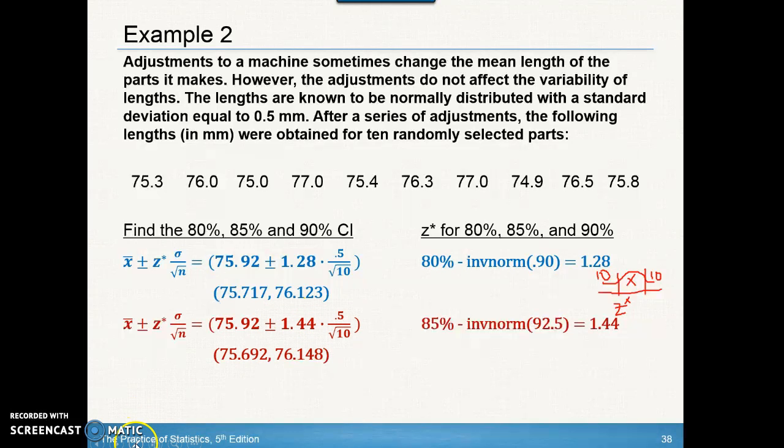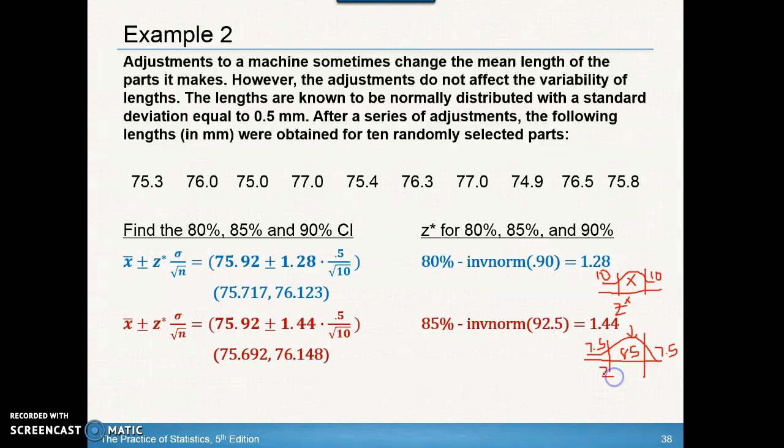Well, why did the critical z-score change? It changed because I'm taking up more of my curve. I have a higher confidence level, so I'm taking up more of my curve. If I draw my curve, that means 85% of the curve is taken up. There's my confidence interval. It's taking up 85% of the standard normal curve. So that means that I have 7.5% outside my confidence interval on both sides.